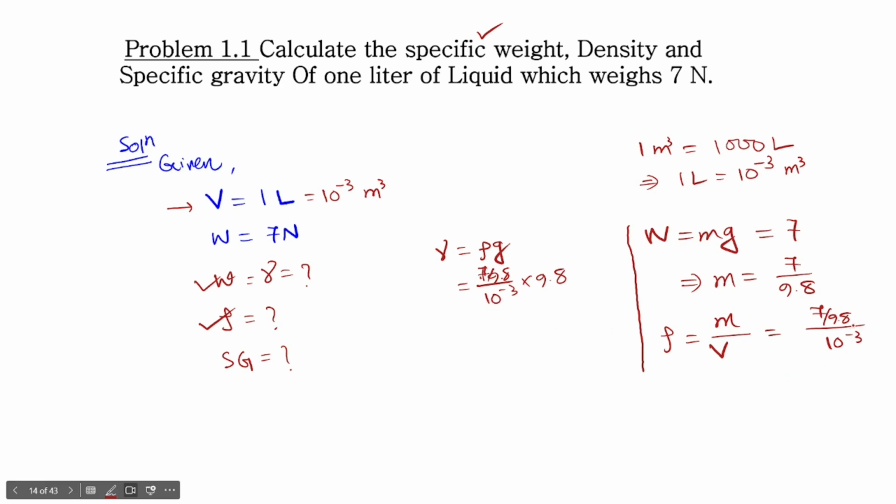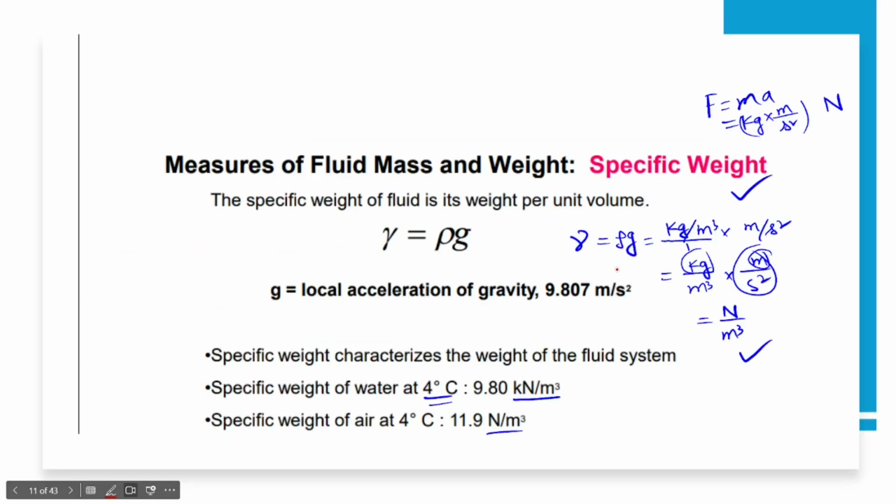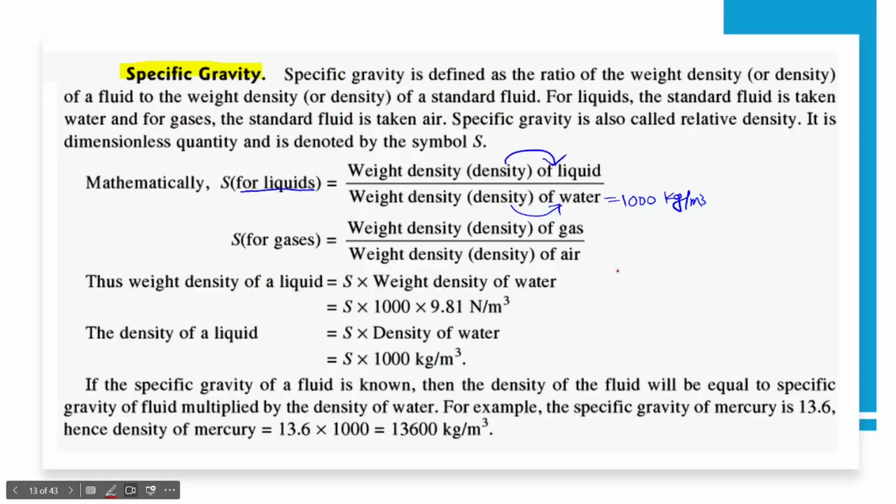You can also provide the calculated data in kg per meter cube. And in case of rho into g, the specific weight, what is the unit? The unit is Newton per meter cube, isn't it? Yes, Newton per meter cube.